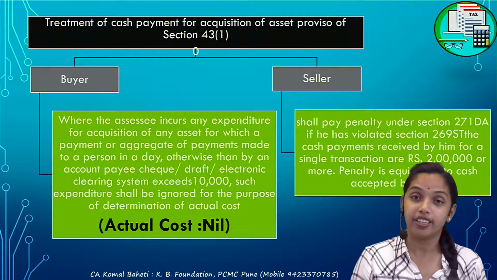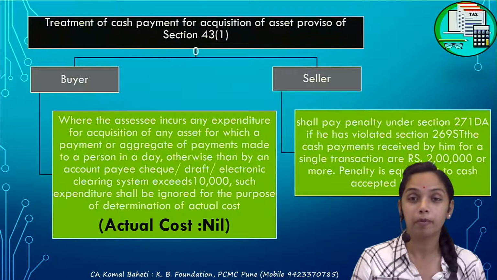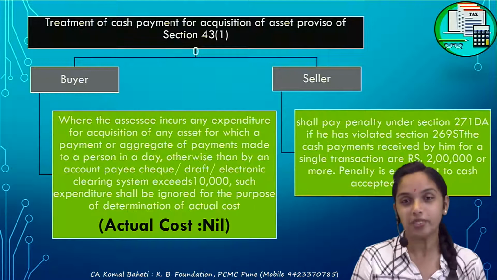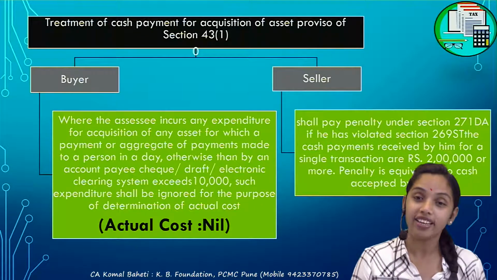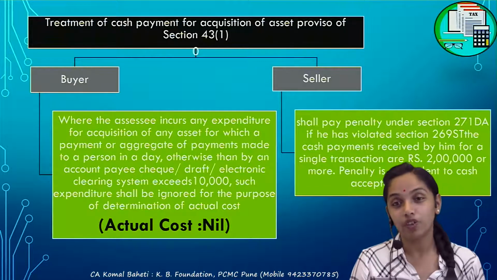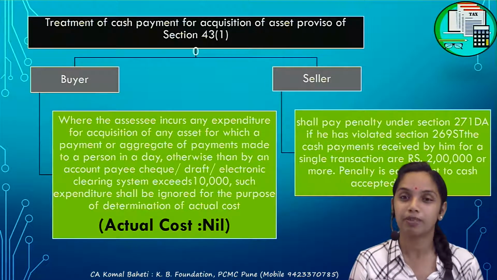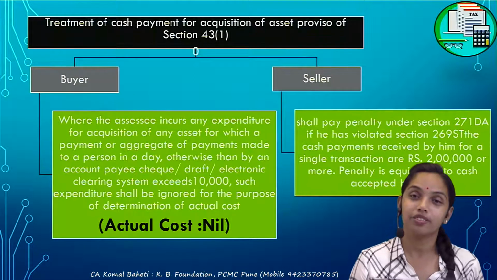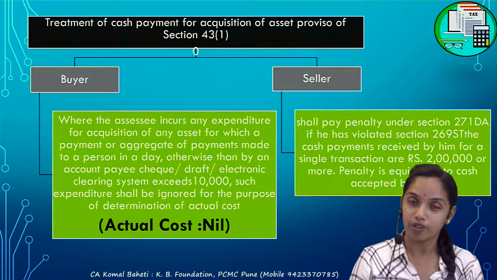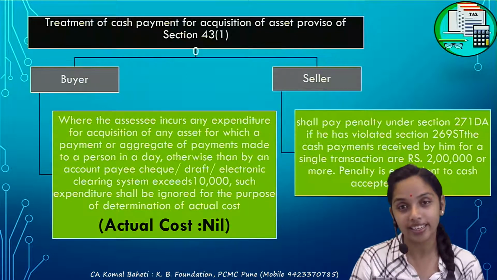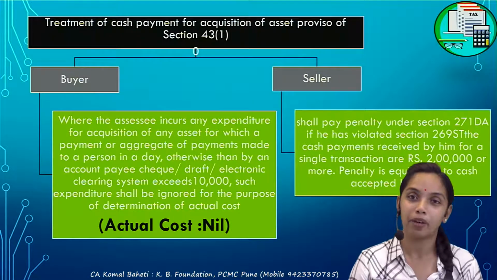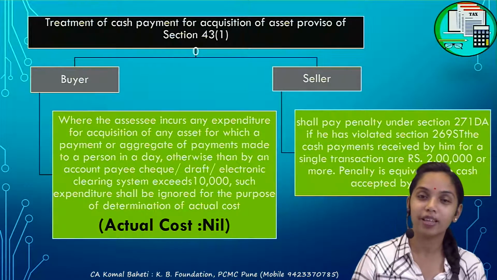Correct? If you had accepted a cash payment more than that, then what would happen? It is a violation of 269ST and there would be a penalty under Section 271DA. What is the penalty amount? It is equal to the amount of the cash accepted by you. So whatever amount of cash you accept in excess of, or exactly equal to, 2 lakh during the year from a single person, the full amount would be considered as your penalty. Are you clear with the buyer and seller angles?